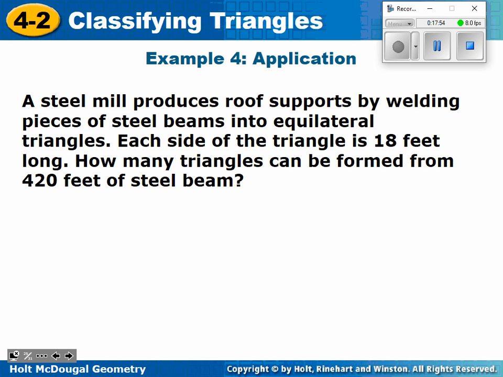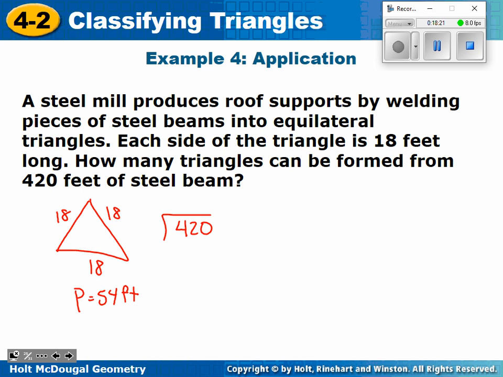Different approaches though, which I love to see. So I see some of you have drawn a picture, 18, 18, and 18. Some of you decided you would figure out how much does it take to make one triangle first. So how much does it take to make one triangle? 54. So you found the perimeter for one triangle was 54 feet, right? And then you said, okay, I have 420 feet of steel, so I can take this 420 and divide it by 54. 54 goes into 427 times.